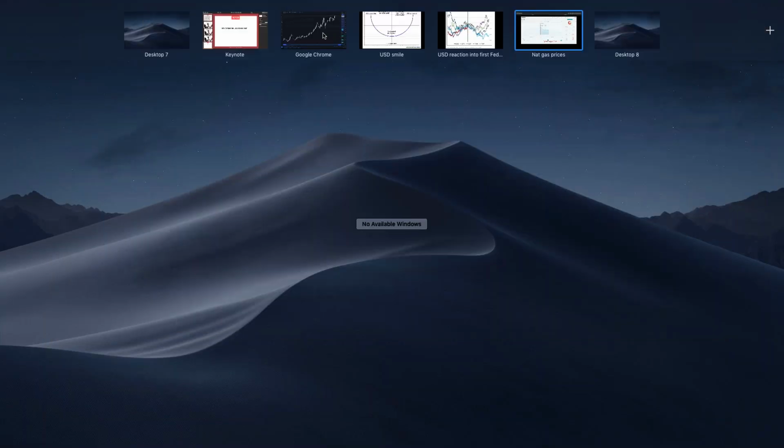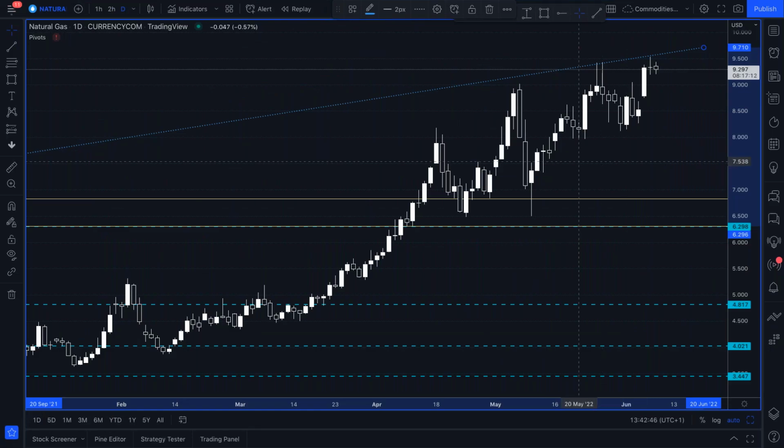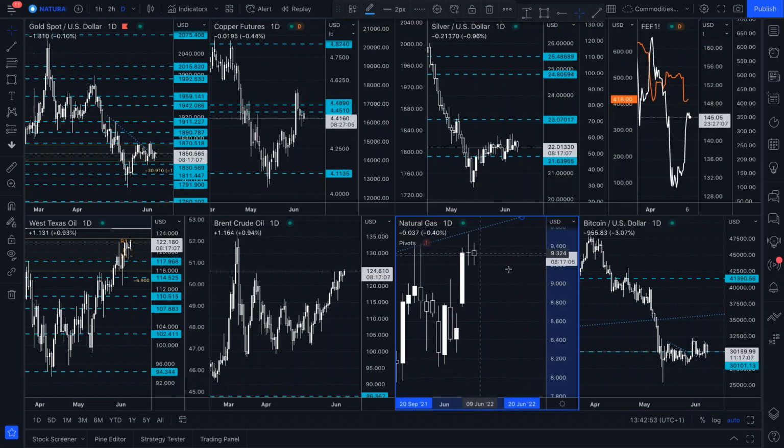And especially if China's coming back online, then Chinese demand for natural gas is going to increase. So you'd expect natural gas prices to keep rising. So the natural gas market should keep supported.